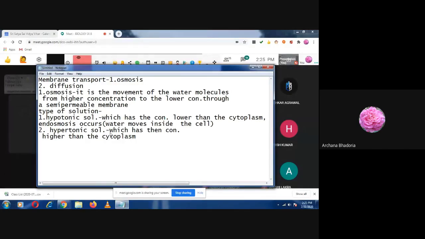When you say hypertonic, what is higher in that? Not water, no. The salt concentration. When you say hypertonic solution, it means it is having higher salt concentration. Is it very clear to you all?